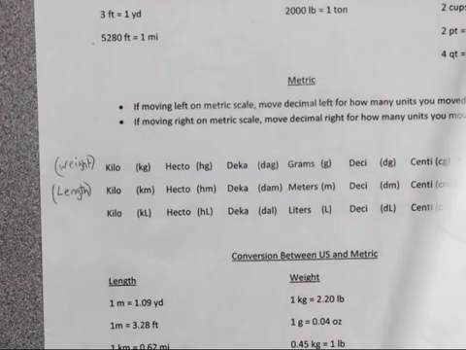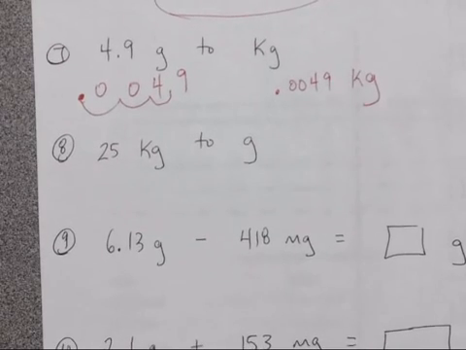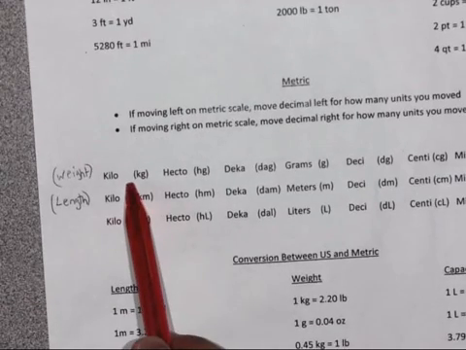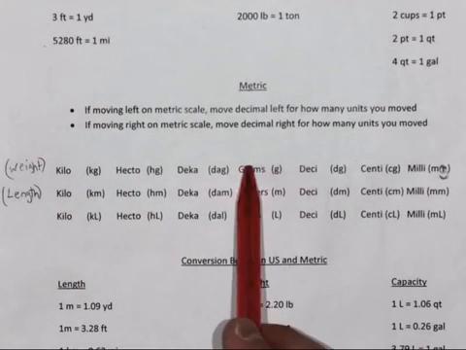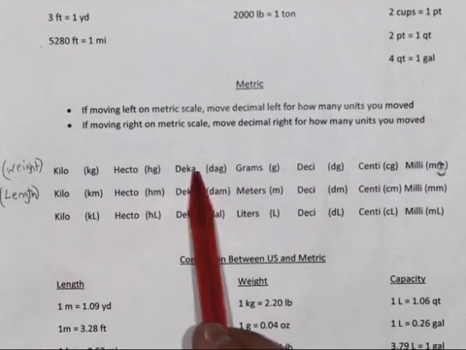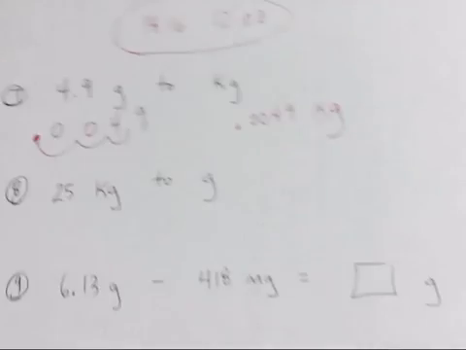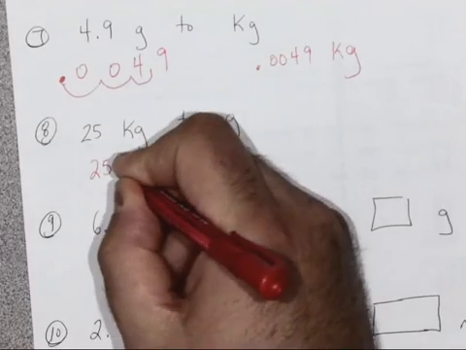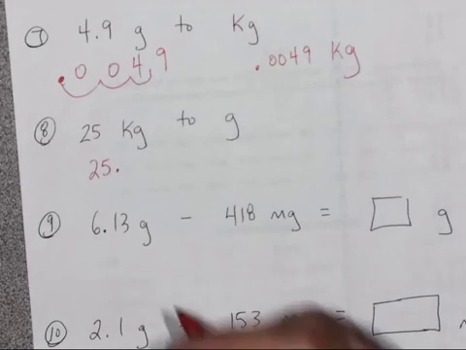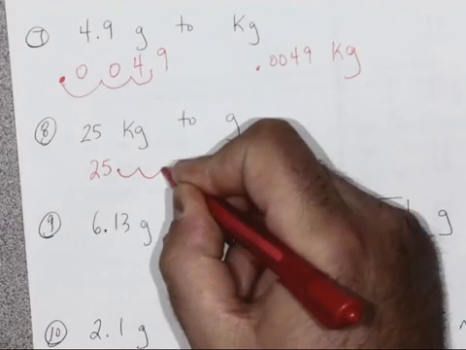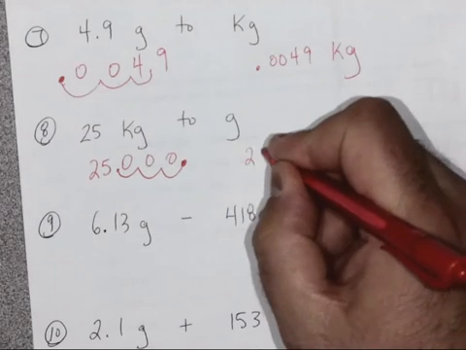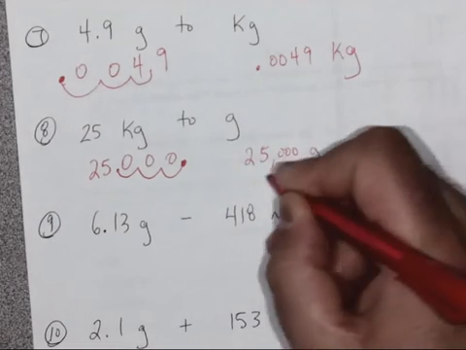Same thing for number 8. 25 kilograms to grams, basically going the other direction. So here's kilograms. That's where we're starting at. We're going to grams, so we're going to be moving to the right 1, 2, 3 positions. So I find the decimal in 25, which is here, and then I go to the right 3 places, 1, 2, 3, and put zeros in between, and so we get 25,000 grams.